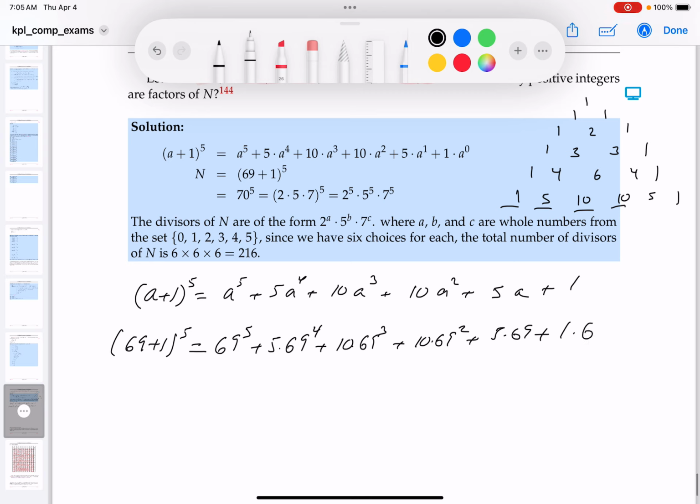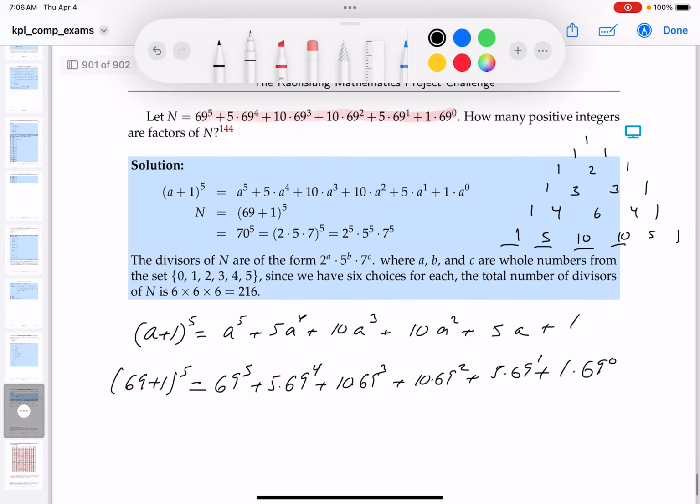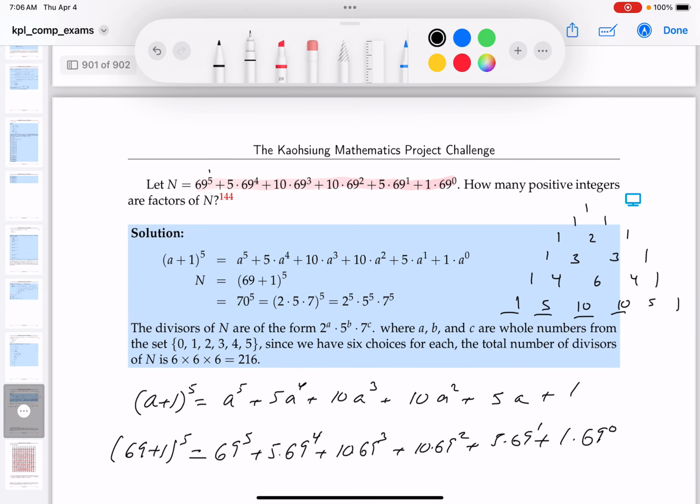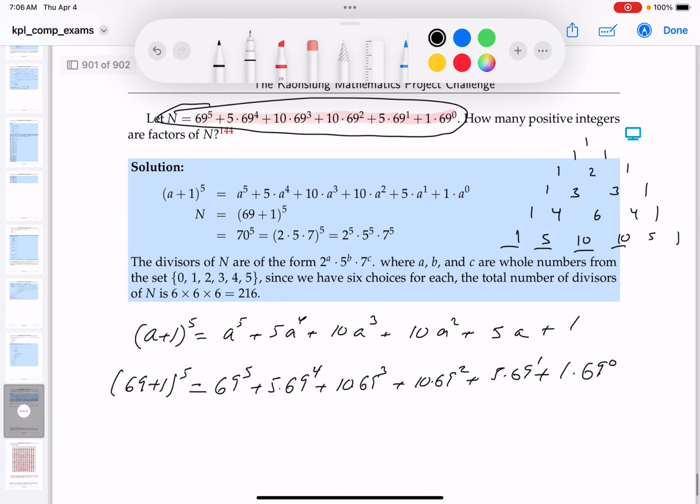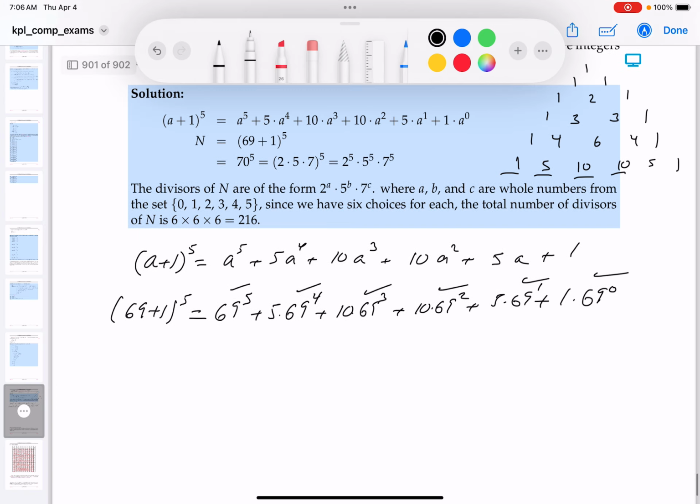Now I'm going to put 69 to the 0 over here. You got the pattern, 0, 1, 2, 3, 4, 5. Let's just look up here. Hey, I'm seeing it. They're pretty explicit about it. 69 to the 5th, I'm seeing that. 5 times 69 to the 4th, I'm seeing that, and so on. So what do I have? I have actually 70 to the 5th power.